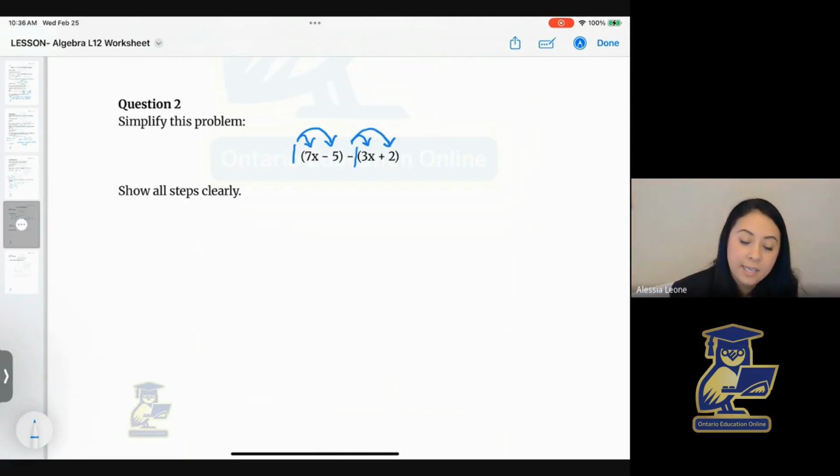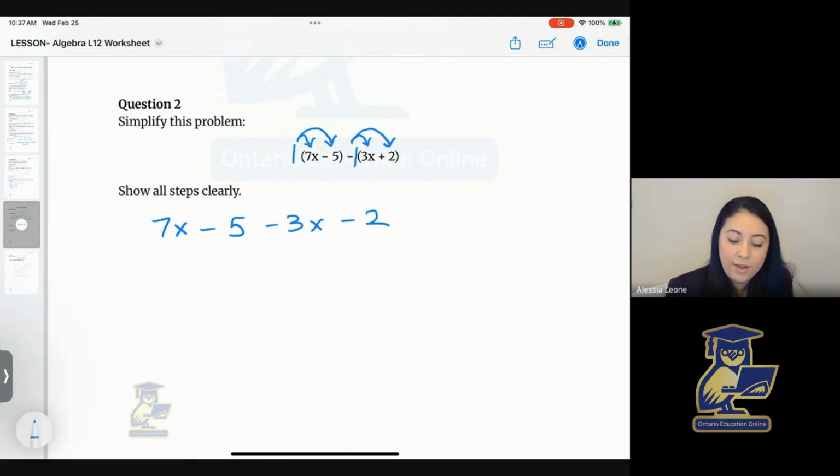and we will take the numbers out of our brackets. That'll give us 7x, take away 5. Now, negative 1 times 3x will give us a negative 3x. Negative 1 times 2 will give us a negative 2. Now that we distributed our negative, let's combine our like terms. Let's put all our x's together. And let's put our numbers that don't have x's together.